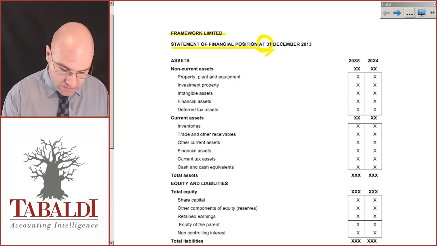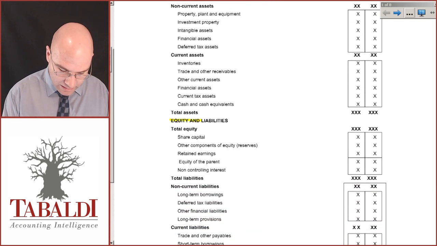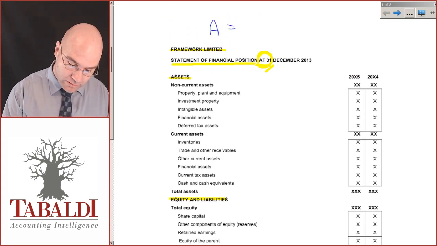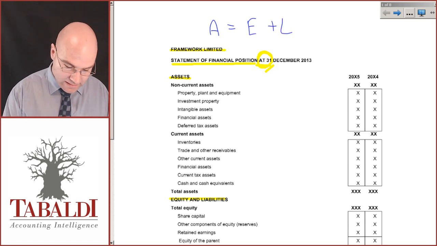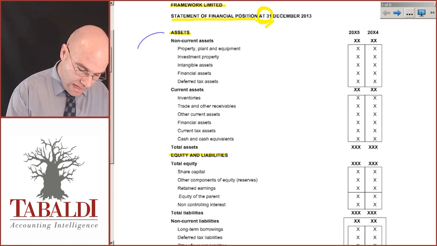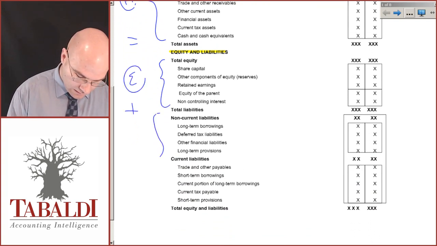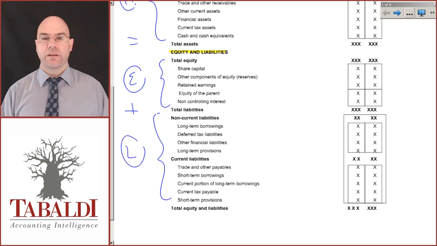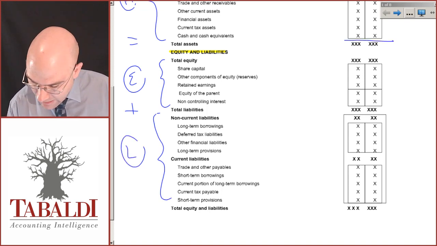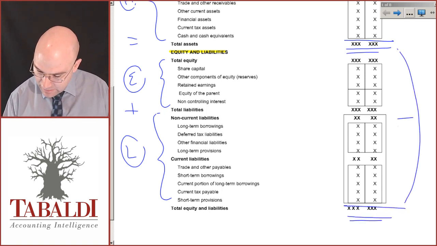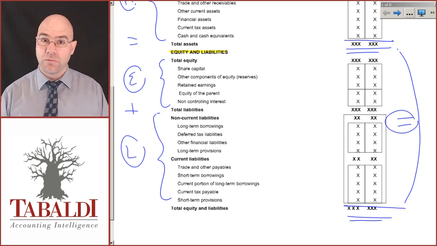Then we must split up into assets versus equity and liabilities. Remember our accounting equation? Assets equals owner's equity plus liabilities. Well, that's exactly what we've done. We've got assets equals equity plus liabilities. Okay, so obviously here when I do total assets versus total equity and liabilities, those two must equal each other. If they don't, you've got a problem, right?